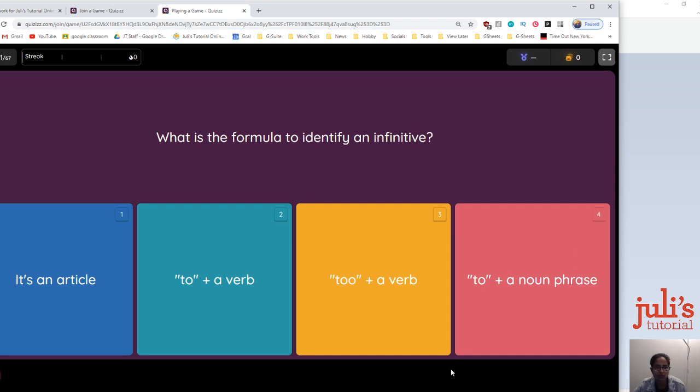What is the formula to identify an infinitive? So, yesterday we learned what an infinitive is, right? An infinitive is one of the verbal forms we learned, along with participle and gerund.